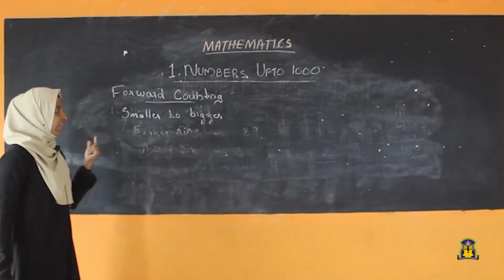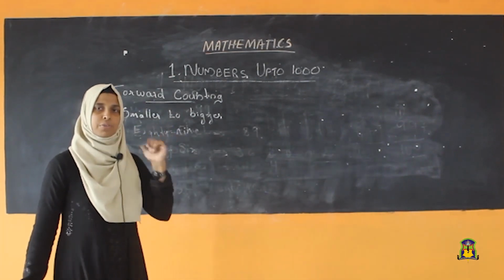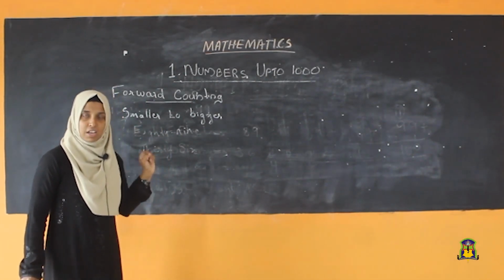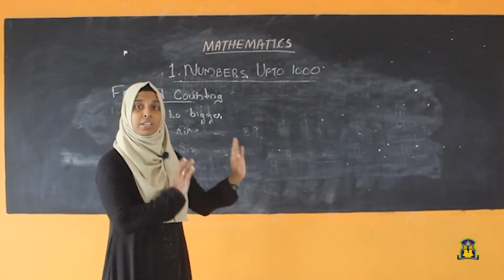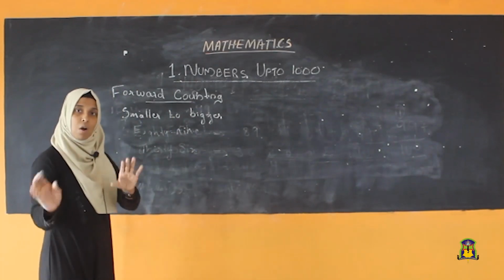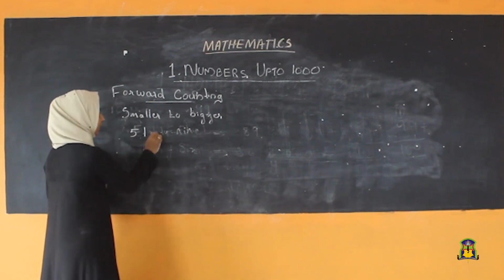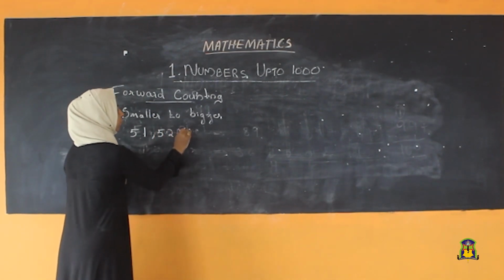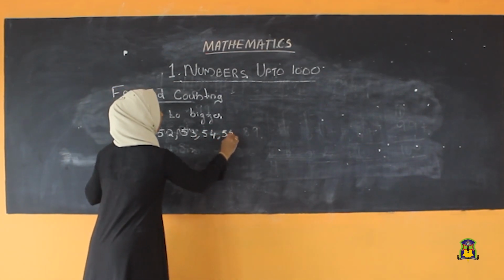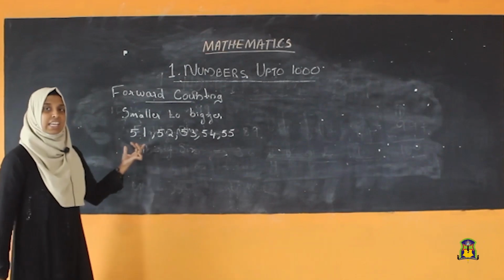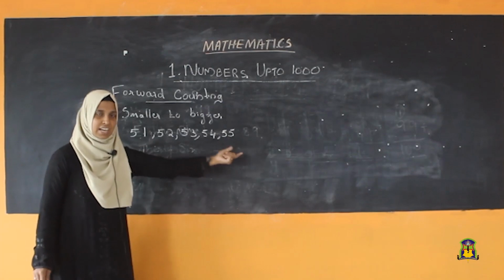Let's see one example. If some numbers, 51, 52, 53, 54, 55, five numbers are given, we want to write the numbers from smaller to bigger. How are we writing? First one is 51, then 52, 53, 54, 55. Here the numbers are in increasing order, that is from smaller to bigger.